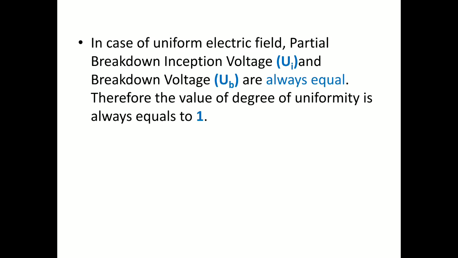From this it is very clear that in case of uniform electric field, the value of breakdown inception voltage and the value of breakdown voltage are going to be equal, and as they are equal, the value of eta, which is called the degree of uniformity, is going to be 1. This you have to remember. That means in case of uniform distribution of electric field, the value of eta is going to be 1.